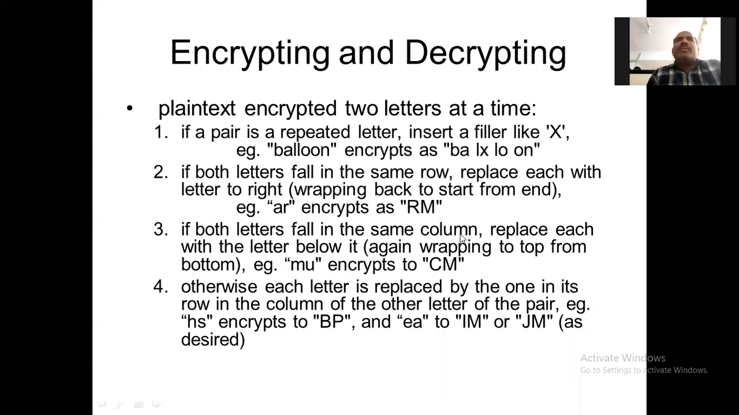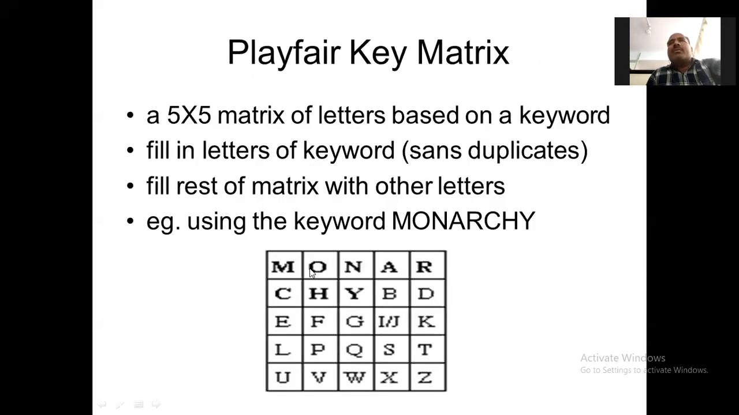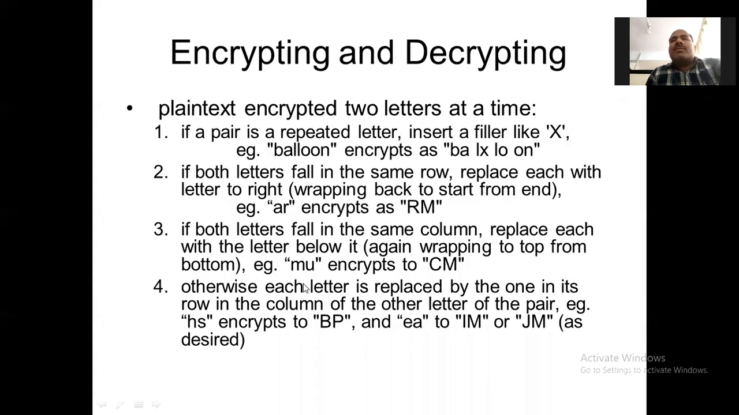And again the same column. So if both letters fall in the same column, then replace each with the letter below it, again wrapping to top from bottom. For example, MU. So you can take the MU here. Where is the MU? MU appears in the first column here. So here is the M and here is the U. For the M it will come as C, and for the U it will come as M. Okay, so the ciphertext is CM. Like that it is there.